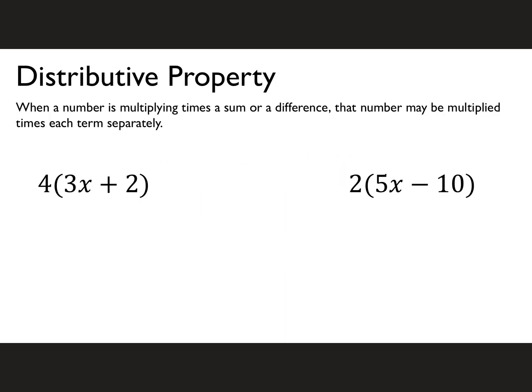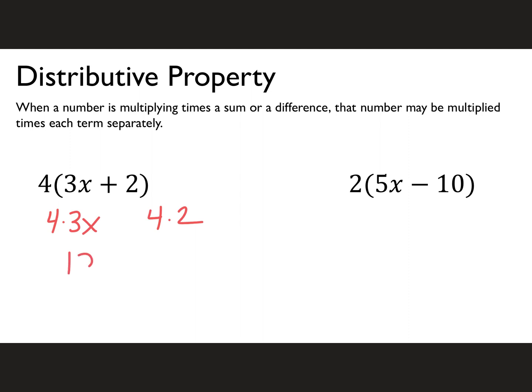Next, I have the distributive property. And basically, when a number is multiplying times a sum or a difference, a sum is an addition problem, a difference is a subtraction problem. So if a number is multiplying times a sum or a difference, that number may be multiplied times each term separately. And so I can look at this 4 and say, okay, I'm going to multiply that 4 times the 3x. And I'm going to multiply that 4 times the positive 2.